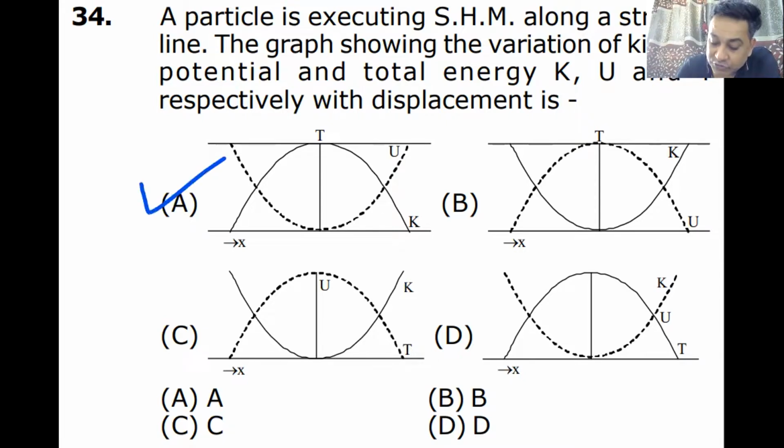Graph number one, U is just like U, K is inverted U, and T is a straight line. Do we understand this? Yes or no? Yes, sir.